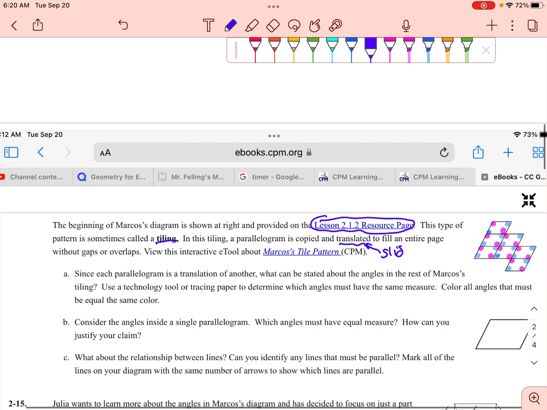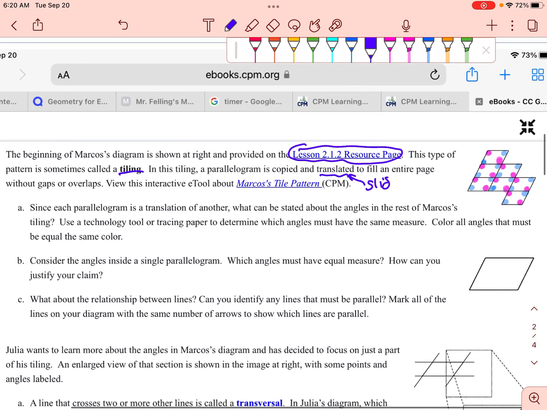Okay, so let's go over here and let's answer our question. Color all the angles that must be of equal color. Check. Consider the angles. Which angles must have equal measure? I'm going to say the opposite angles. How can you justify your claim? And we did it above using vertical angles. So in my picture and in my notebook, I'm going to make sure I have a parallelogram drawn. And I'm going to make sure I know that those angles are equal and these angles are equal by putting these tick marks on there.